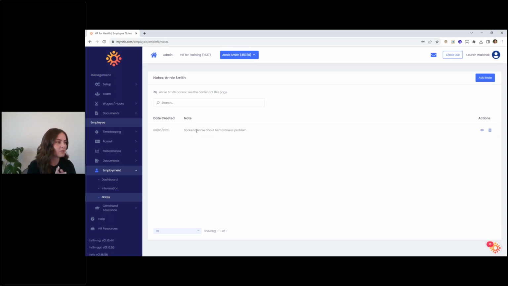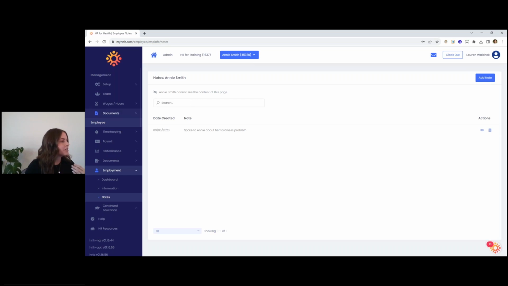So again, this can be used for informal violations, maybe to just document general situations that happened, general conversations that happened, anything really that you want to keep on file for this employee. They can't see it. So it's really beneficial. You can really use it however you want.